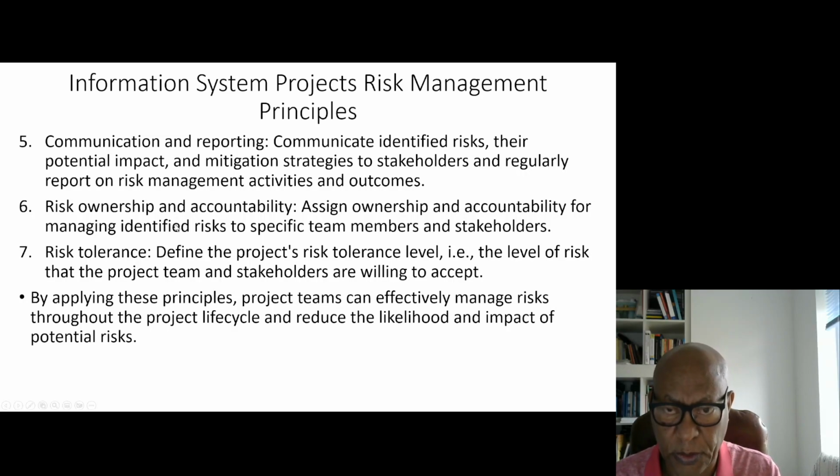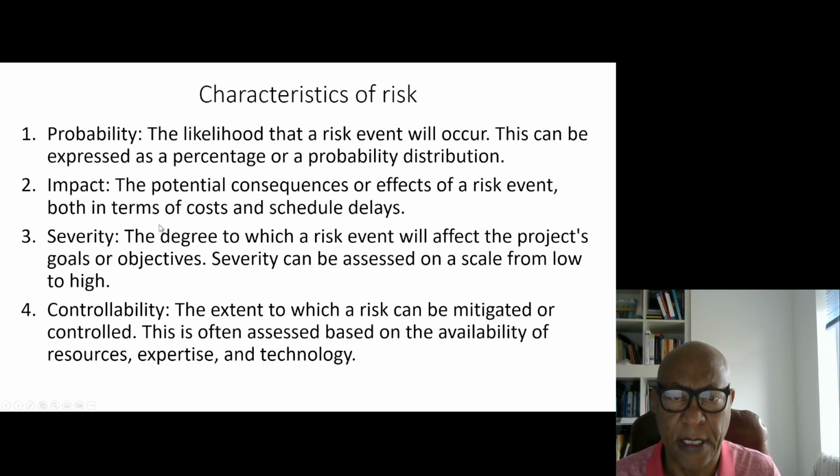Okay, so we're going to identify risks. We're going to look at the possible risk assessment and the level of impact, mitigating measures, and how we communicate. All these principles need to be looked at properly. So, in terms of the characteristics of risk, what is the probability of happening? What is the likelihood that the risk event will occur? This can be a percentage or a probability distribution.